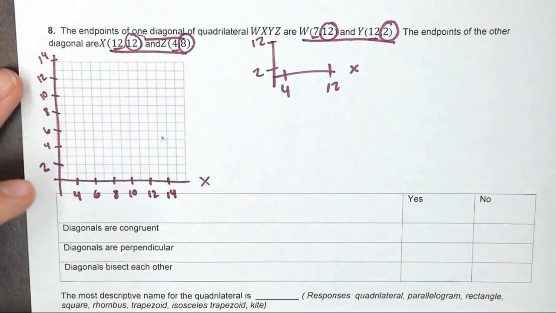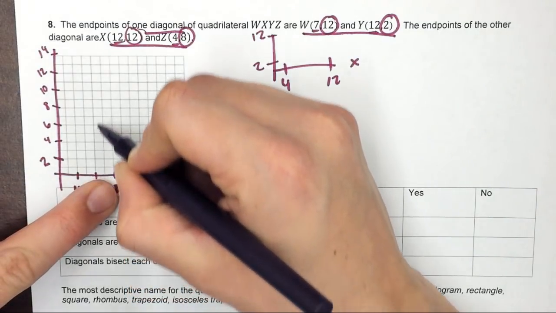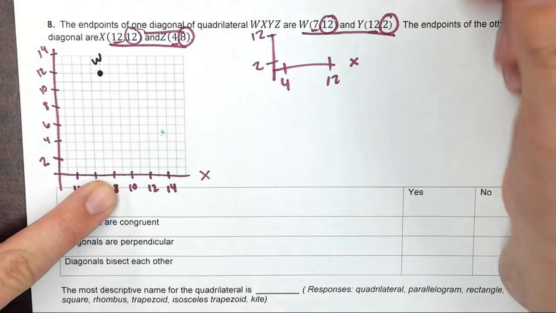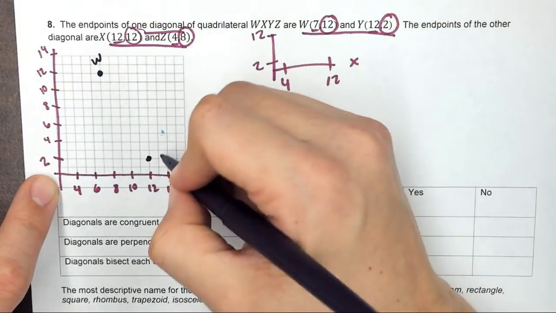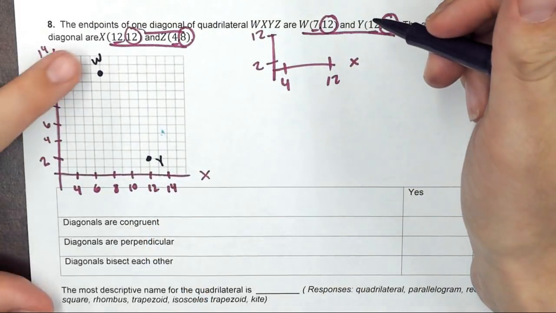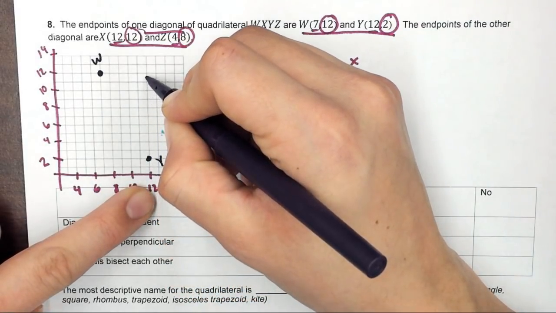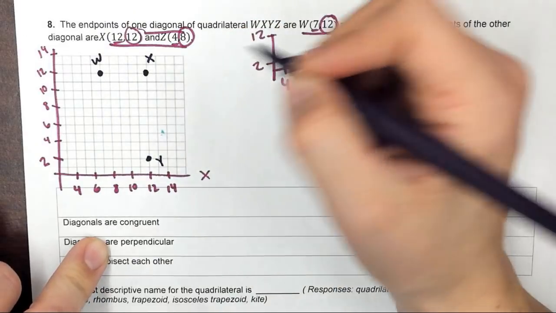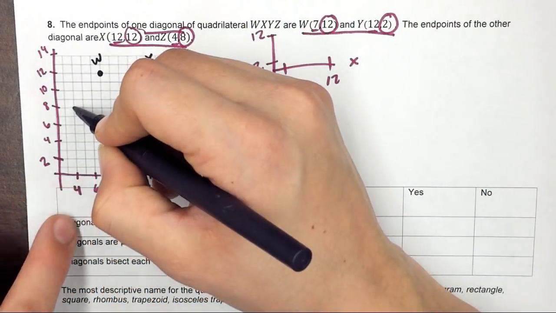Alright, so let's go ahead and graph our points. We got 7, 12, so 7 here. I'm going to go up to 12. Alright, there's W. 12, 2. There is Y. X is 12, 12. And Z is 4, 8.